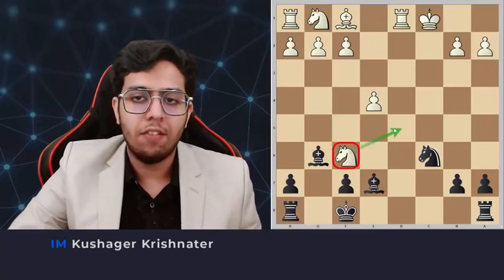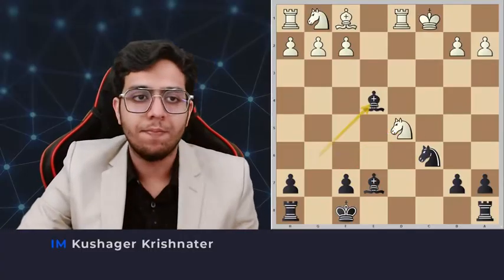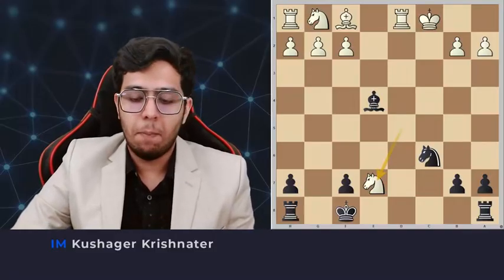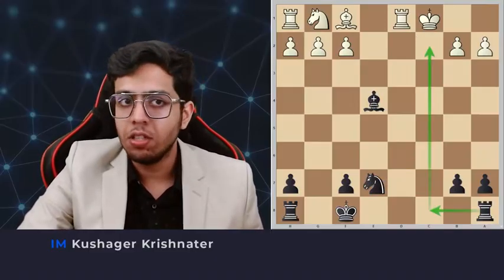Bishop e7, the point is if white plays e4, now we have bishop g6. And basically this knight is attacked. So if the knight moves, now we win a pawn. So we have recovered one pawn. In return, we'll have to give up our bishop pair. But after knight e7, we have a new threat of rook c8 check and penetrating with the rook.